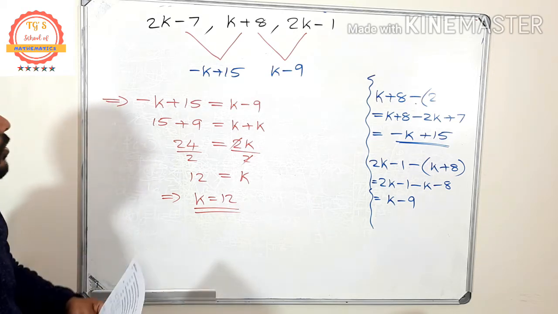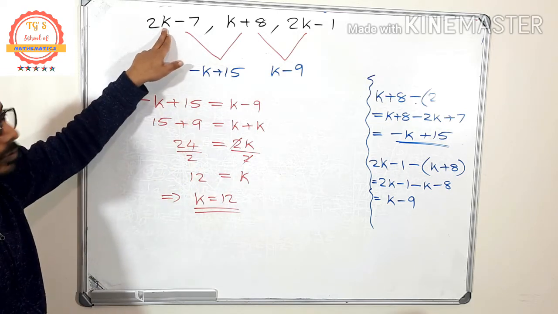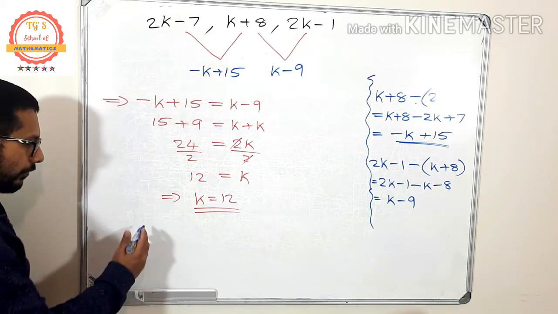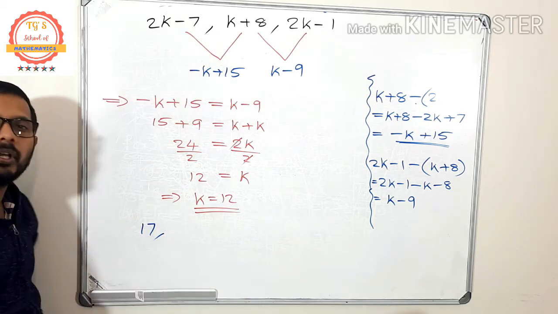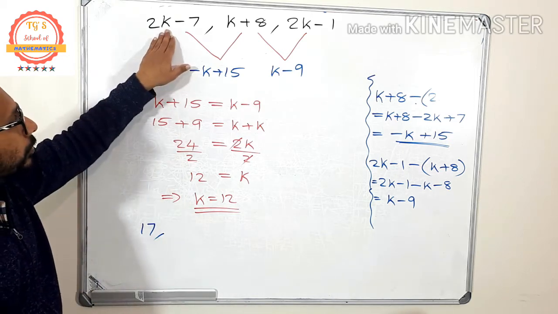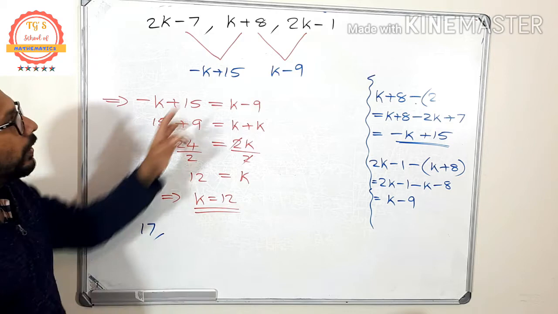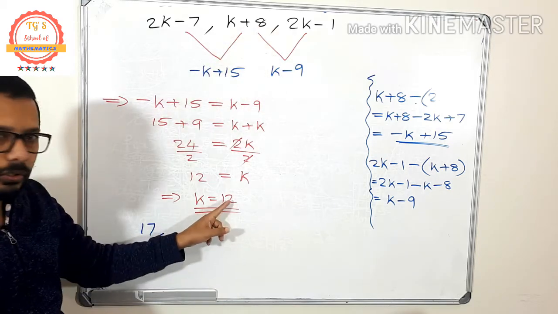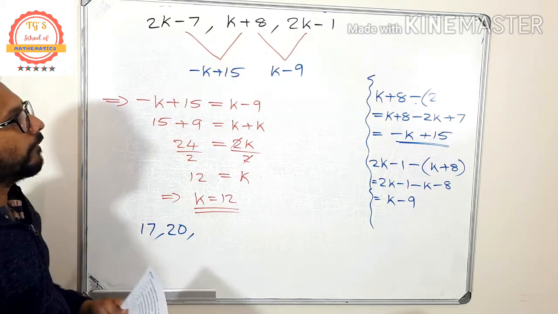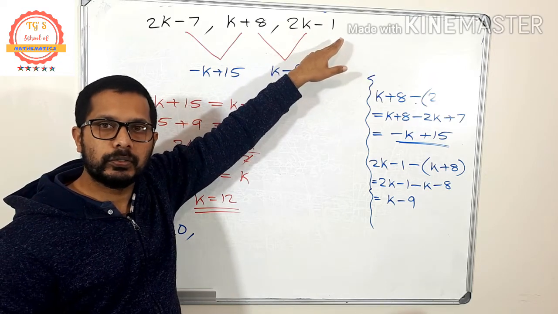I'm not going to write much on that one. 2 into what is k? 12. So 2 into 12, 24. 24 minus 7, what is that one? Take your calculator, you can type that in your calculator, you will get the answer. So 2 times 12, 24, 24 minus 7, 17. Okay, then comma, k plus 8. What is k? 12. So it is 12 plus 8, that is 20, comma, 2 times 12, 24, 24 minus 1, 23.